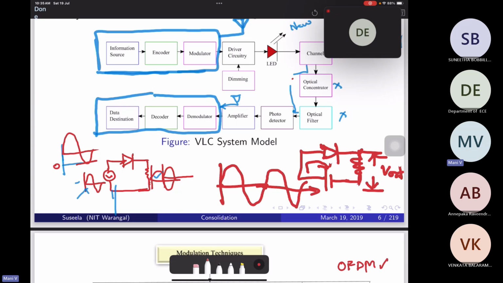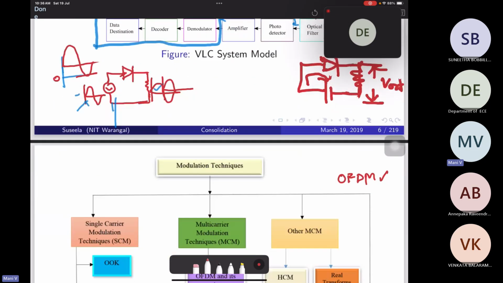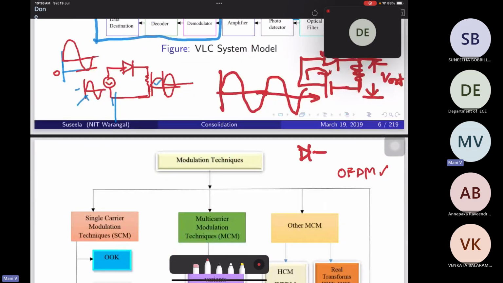Suppose directly I use a diode and an alternating current source, and I keep a resistance at the output. What is the output at this resistance for an alternating current? My alternating current is a sinusoidal waveform. Let us assume that one period of the sinusoidal waveform is given to this diode. So what is the output at the diode?